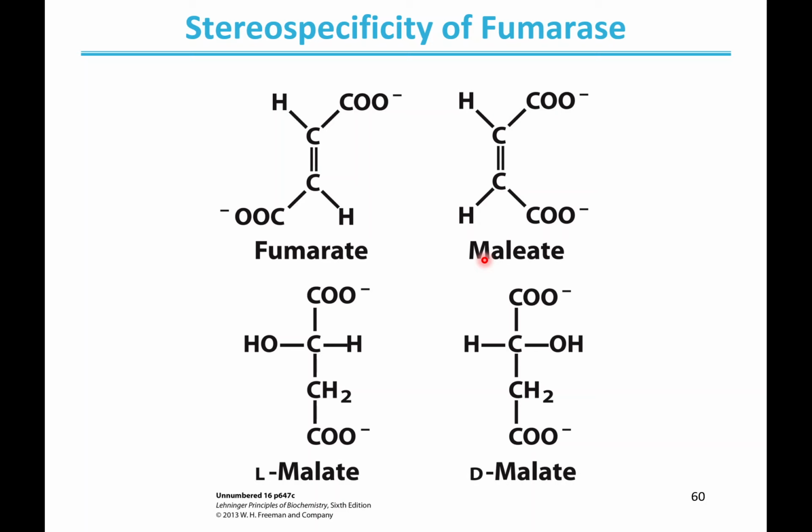Right. This just shows the stereospecificity of fumarase, the enzyme. We have fumarate, which then makes L-malate. If you have the substrate known as maleate, which is the cis version and not the trans, then you would get D-malate.